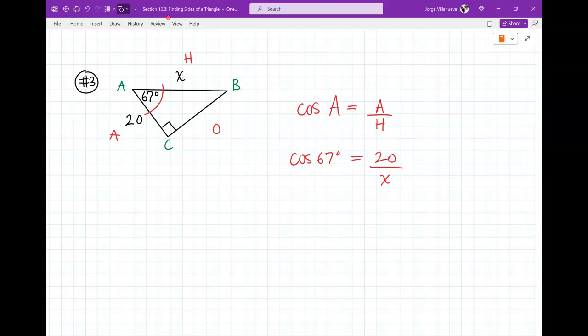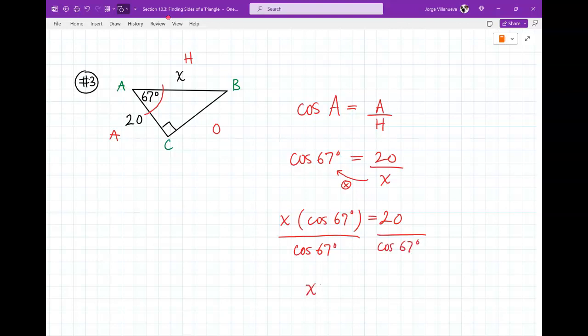X. So again, this is one of those harder problems because the variable is on the bottom of the fraction. If it's on the top, all I have to do is multiply by 20 and I'd be done. But since this is on the bottom, I got to move stuff around. So I'm going to multiply the X over there. So I get X cosine of 67 degrees is equal to 20. And then I got to get X all by itself. So let me divide both sides by cosine of 67 degrees.